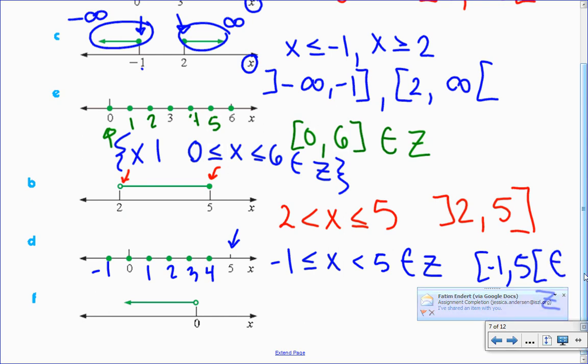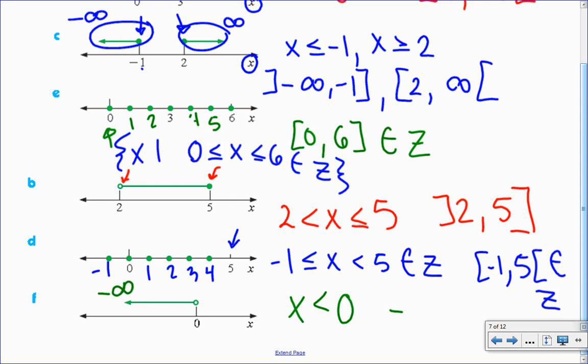Okay, last one. So we're not going to include 0 here, and x is just going to be less than 0. That arrow represents -infinity, so we can say between -infinity and 0 in interval notation, and we won't include either of them because we have an open circle, and we never include -infinity.